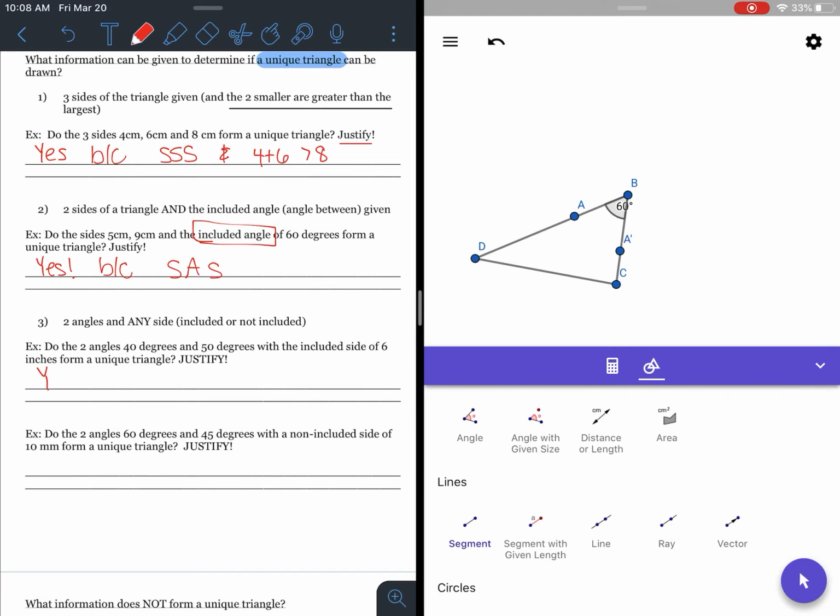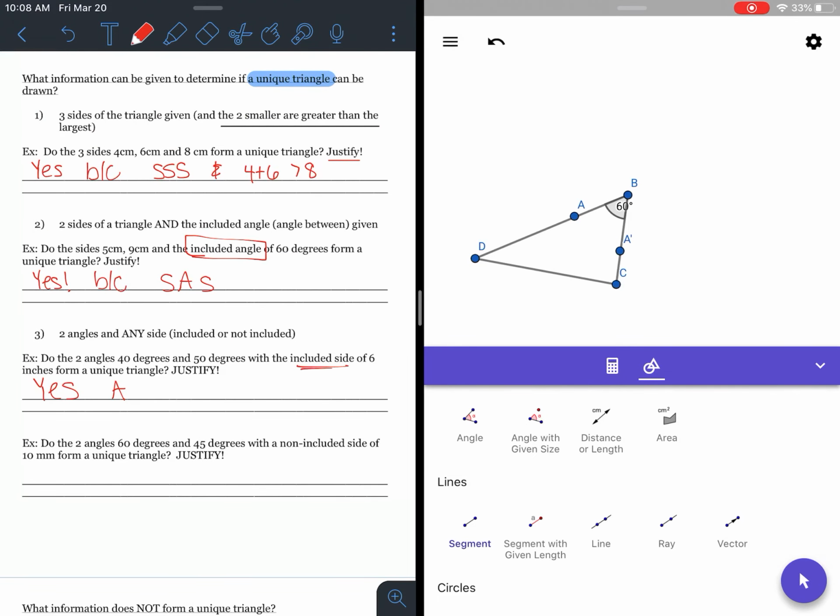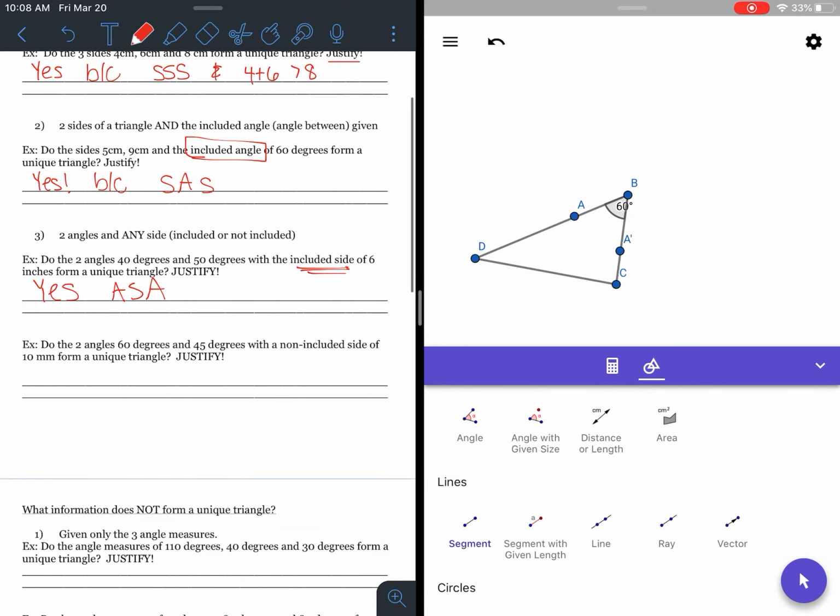So for the first one, yes, do the two angles 40 and 50 with the included side of 6 form a unique triangle? And this would be angle, side, angle, included side. So that means the S is in between. So ASA. And then this one would be yes again, because angle, angle, side. Not included means the S goes outside of the two A's.